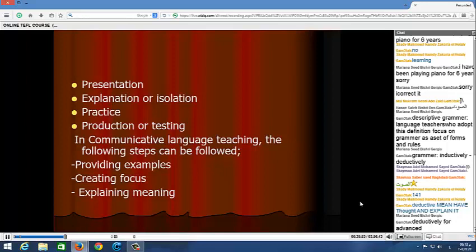And then you explain the rule with more examples, and then ask the learners to produce examples of their own, deductively for advanced. Mariana? Yes, that's right. For complex rules, for more advanced learners of the language. So practice, to give them more practice, to ask them to produce examples of their own, and then to evaluate their performance and their understanding of the grammatical rules you have presented for them.